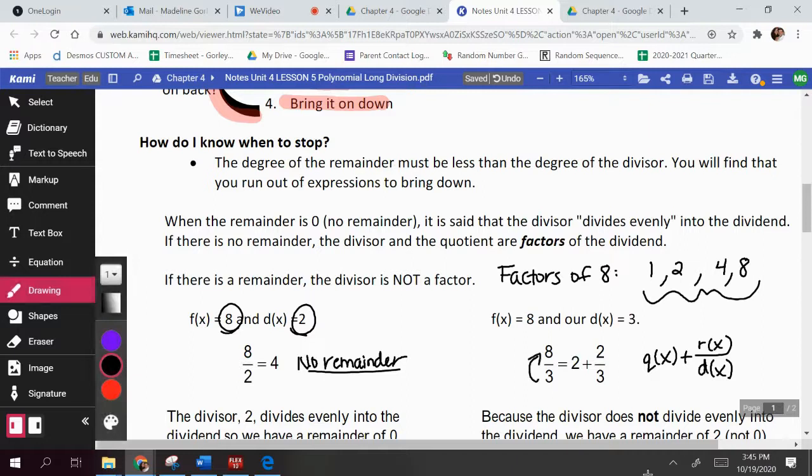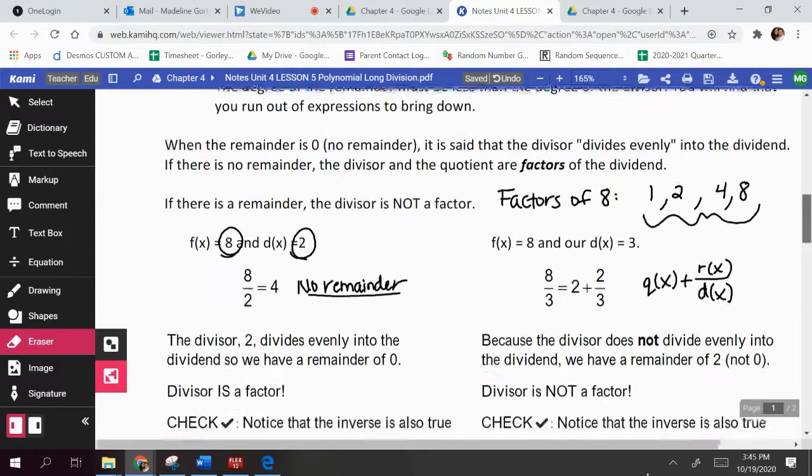If I think about it, how many times does 3 go into 8? 3 goes into 8 2 times, right? That would get me up to 6. 3 times 2 is 6. And then what's my remainder? My remainder is 2, and my divisor was 3. So we would say that this is 2 2/3.